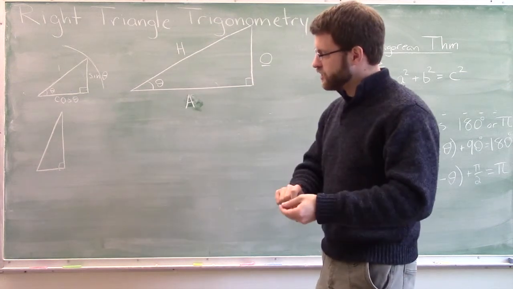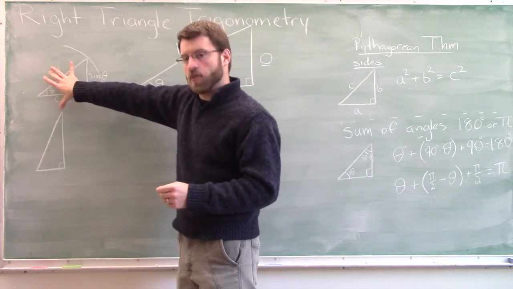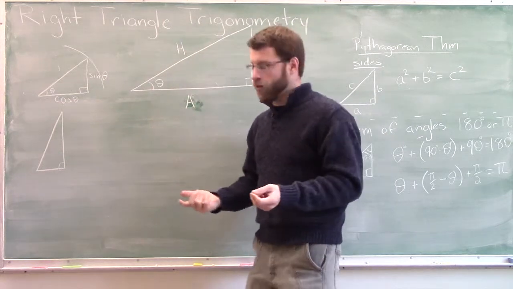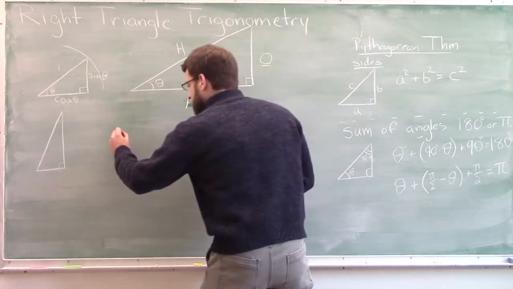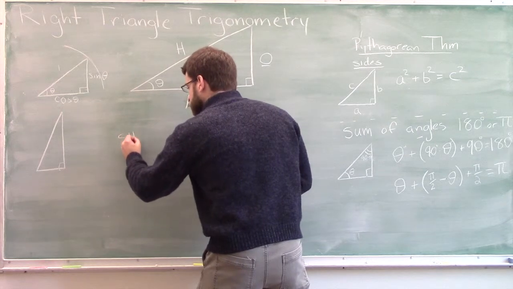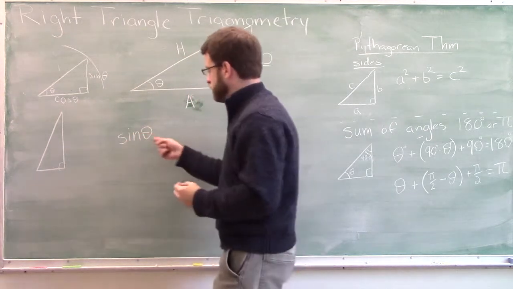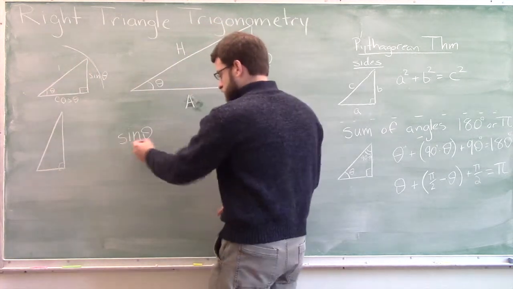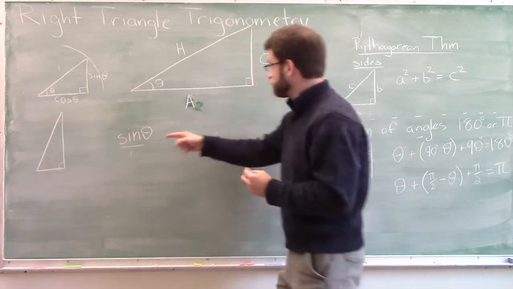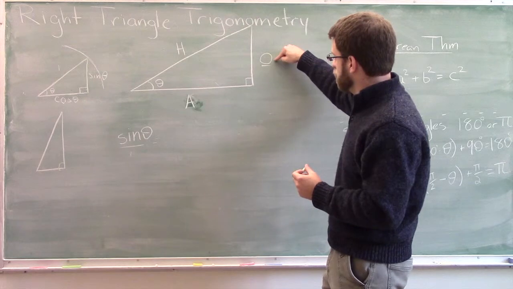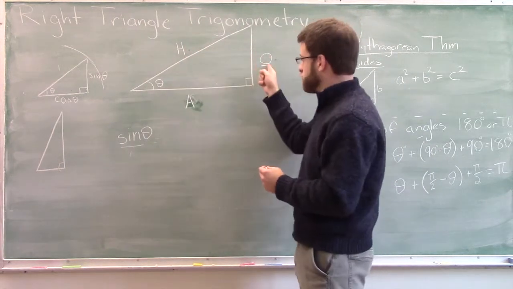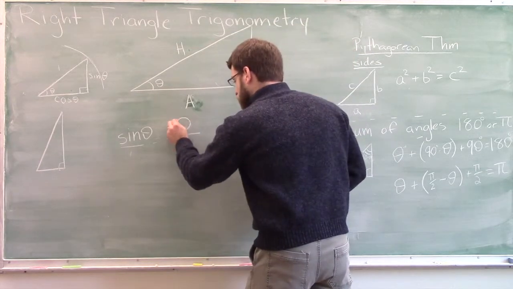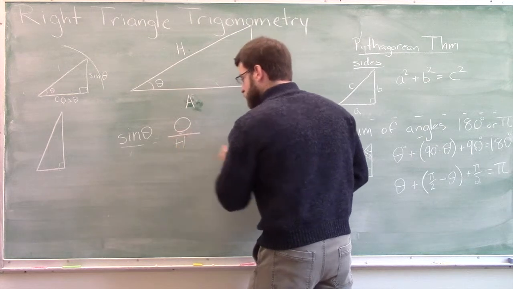So we can say that the ratios of any two sides on this triangle would be equal to the ratio of the same sides on this triangle. So for example, we could say that sine of theta over 1, this vertical side divided by the hypotenuse, so sine of theta over 1 is going to be this side O divided by this side H, the opposite side from the angle divided by the hypotenuse. Okay, so that's O over H.